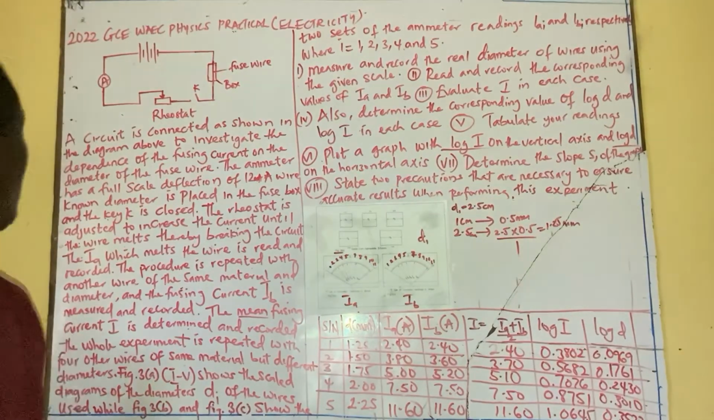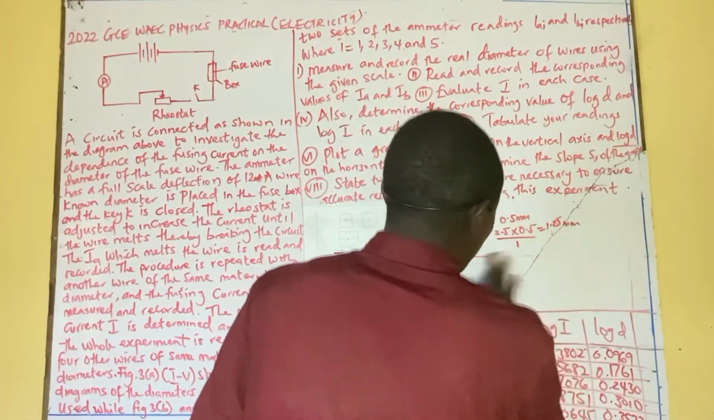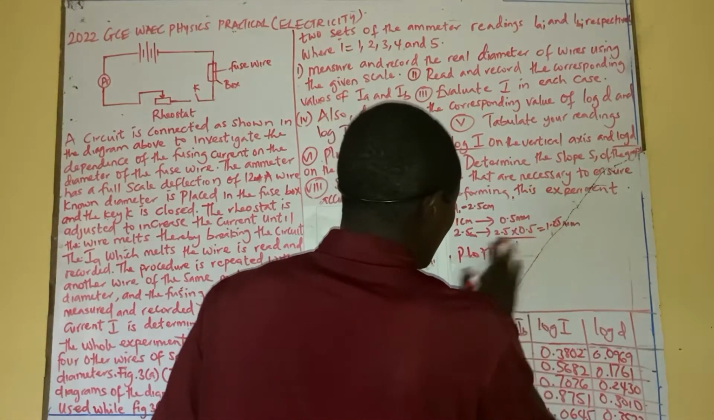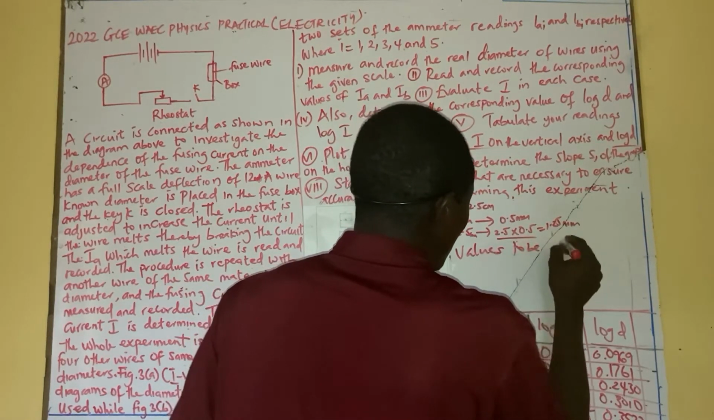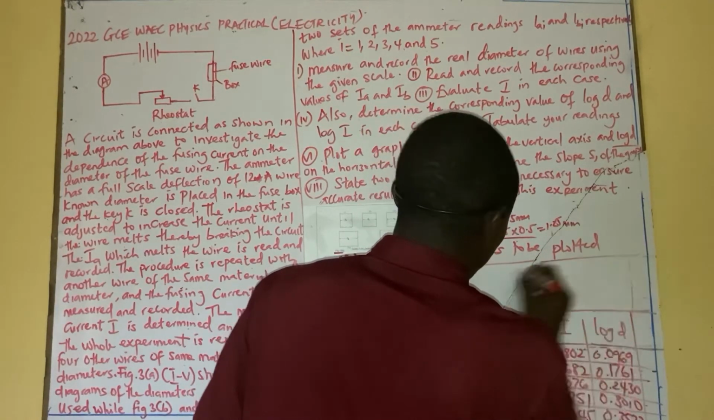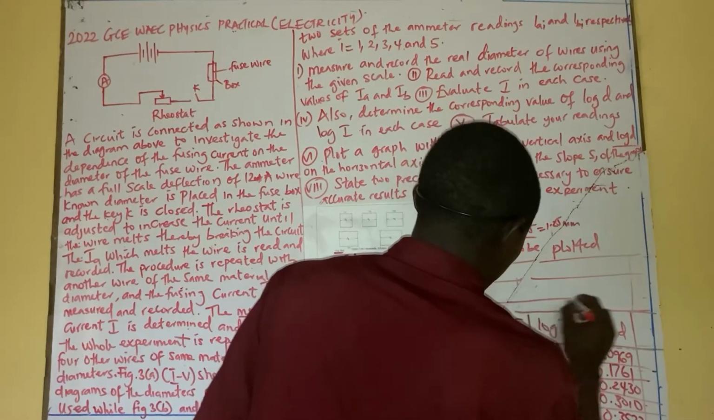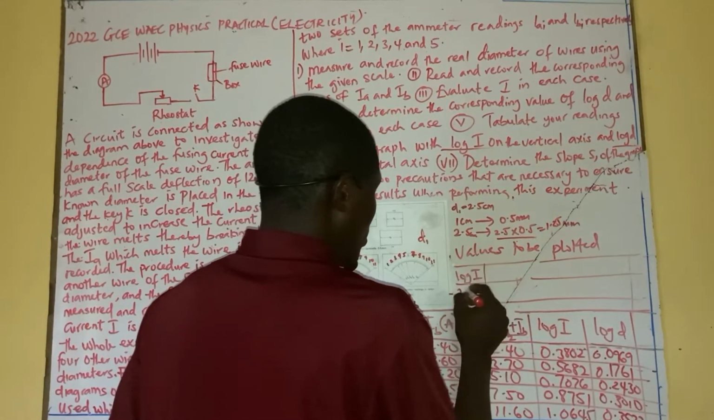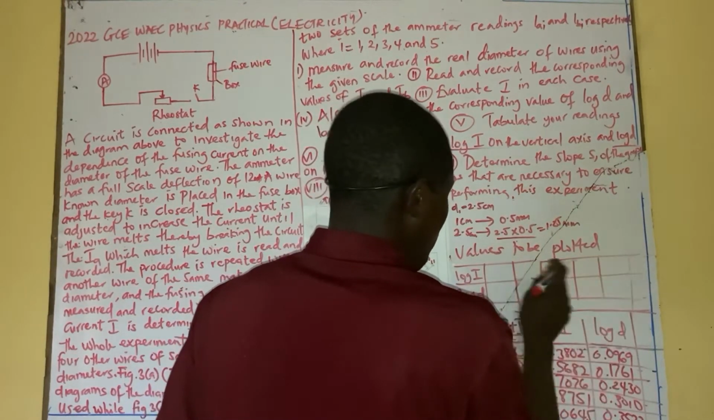So let me quickly write it out somewhere here. I want you to note the values to be plotted. So I have the log I and the log D, with readings 1, 2, 3, 4, 5.